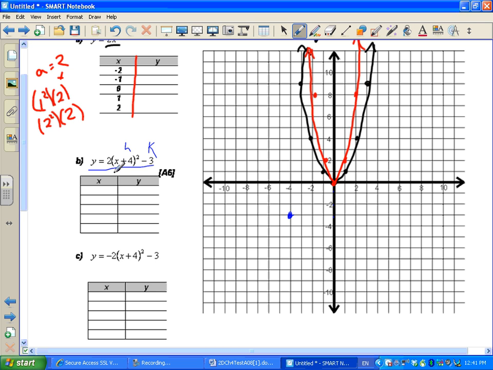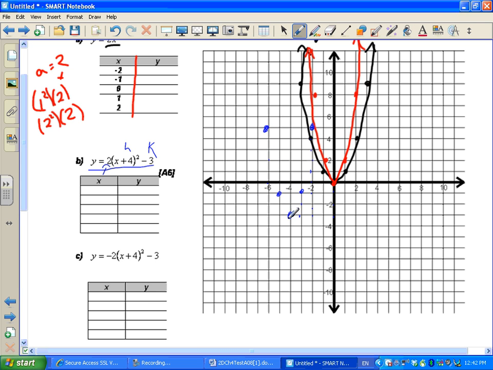And our A also has a value. It's positive 2. So again, instead of going over 1, up 1, I go over 1, up 2. Because I multiply that 1 times 2. Now when I go over 2 from the vertex, I normally go up 1, 2, 3, 4. But I have to multiply that by 2. So I go up 8, 5, 6, 7, 8. Here's a new point. Over 1, 2. 2, 4, 5, 6, 7, 8.